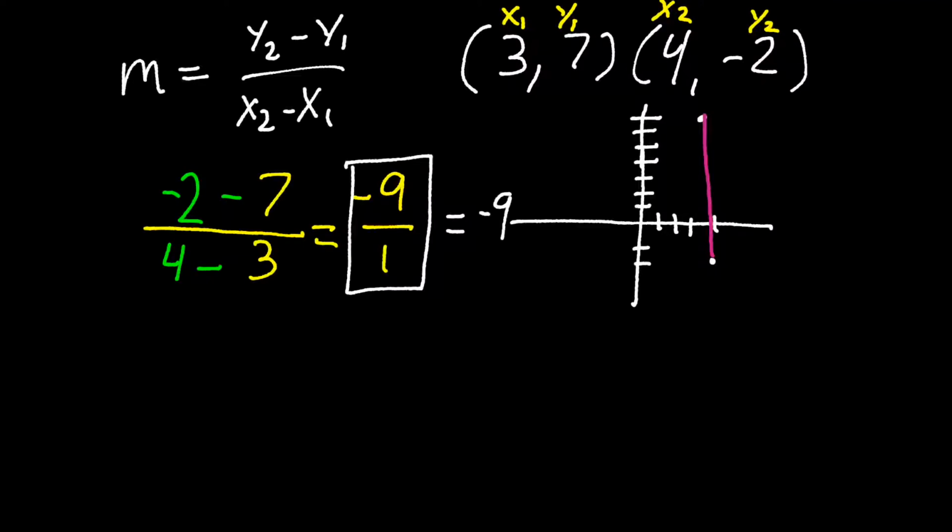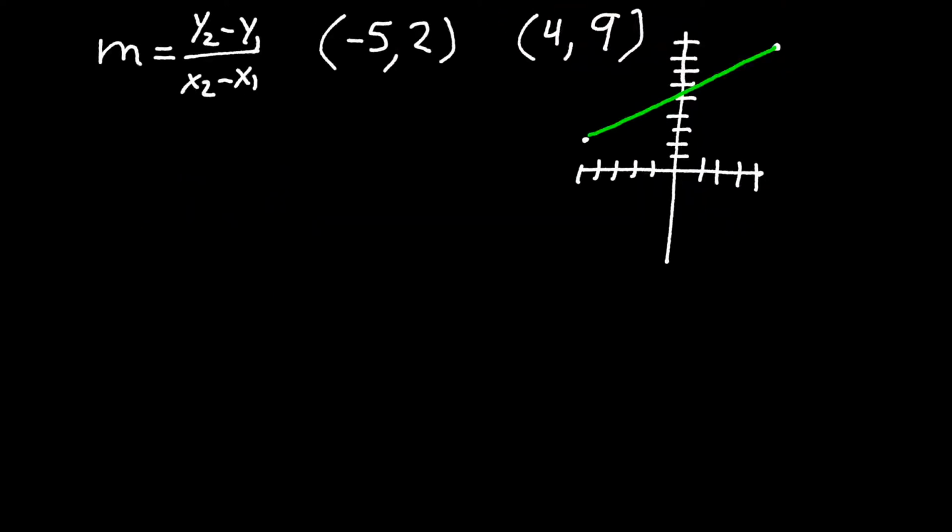All right, so that's using the slope formula. Let's try one more and then move on to another topic. All right, for our second example here, we have the points -5, 2 shown right down here, 4, 9 shown right up here, and I've drawn the line that connects these 2 points, and we're trying to find out how is this line changing from left to right. What is the slope of this line?